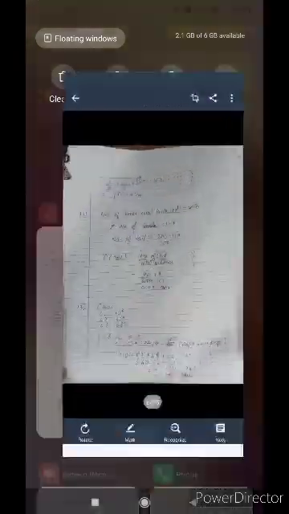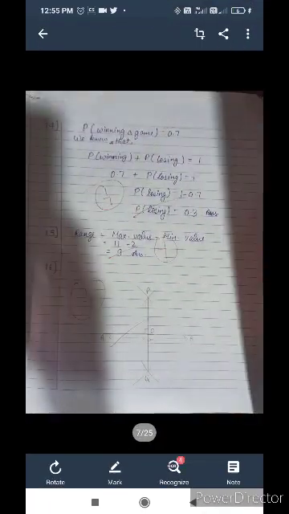It is given that the probability of winning a game is 0.7. What is the probability of losing the game? So probability of losing the game will be 1 minus probability of winning the game. Probability of winning plus probability of losing is equal to 1. So probability of losing will be 1 minus 0.7, that is 0.3.